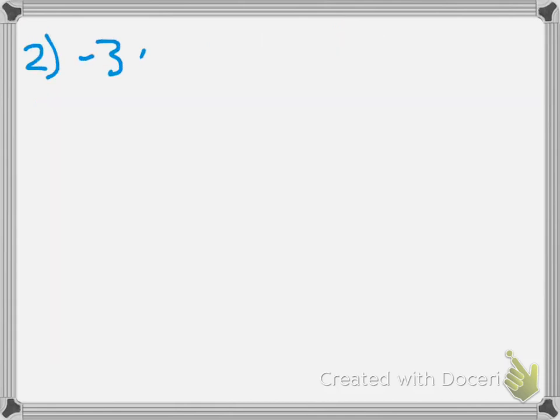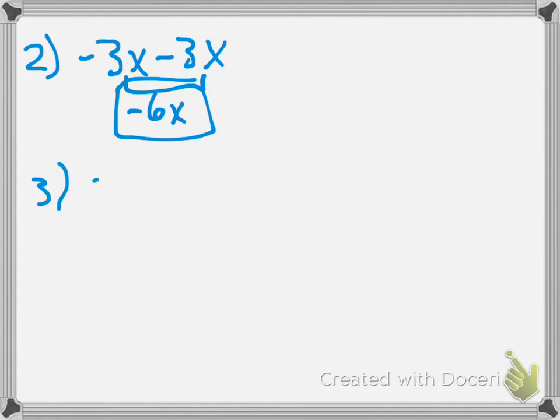Number 2, we're going to do negative 3x minus 3x. That's one that's very simple. You just combine those two like terms and you get negative 6x.